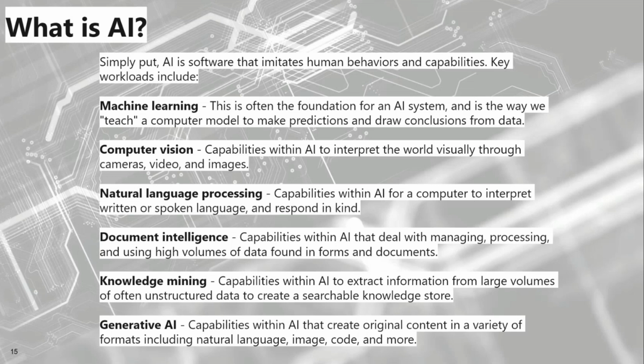Document intelligence, capabilities that deal with managing, processing, and using a high volume of data generally found in forms and documents. Knowledge mining, those are the capabilities again to extract information from very, very large volumes of very often unstructured data that's going to be used to create a searchable knowledge base or knowledge store. And then very, very popular as well is generative AI. That's basically, again, where we can create original content in a variety of formats, including natural language, image, coding, and more. So we can actually use generative AI to combine all forms to obviously give you the best of all worlds.